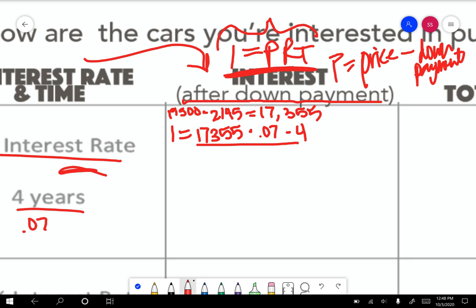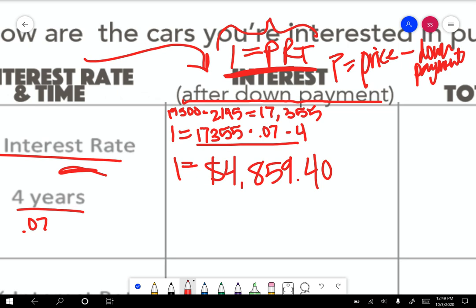17,355 times 0.07 times 4 will give us the interest amount of $4,859, and I cannot read my handwriting. I think it says 40 cents. Sure. So what does that mean?